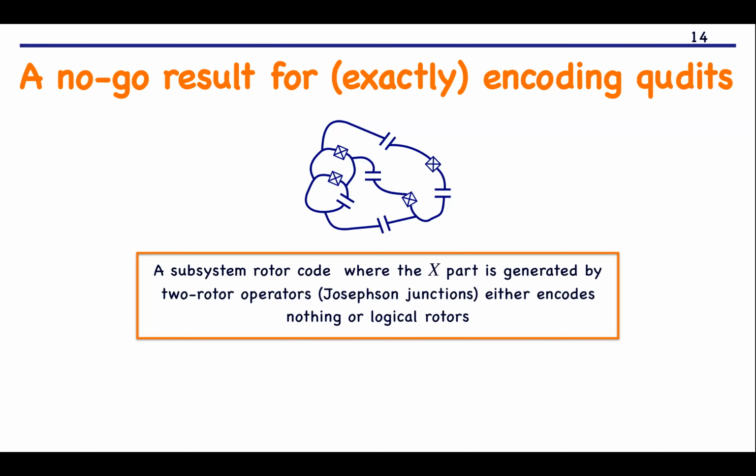The system either encodes nothing in the rotor code sense, or it encodes logical rotors. So the claim is that in this system, we cannot encode logical qubits, so we cannot have a torsion part. To encode logical qubits, we need to resort to perturbative methods.